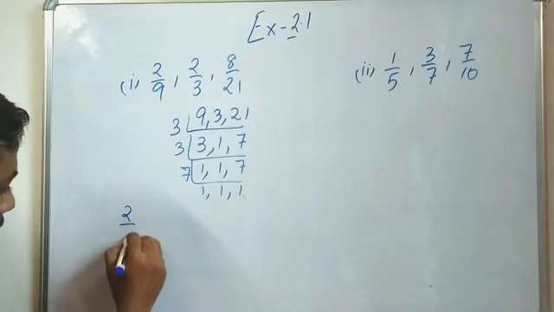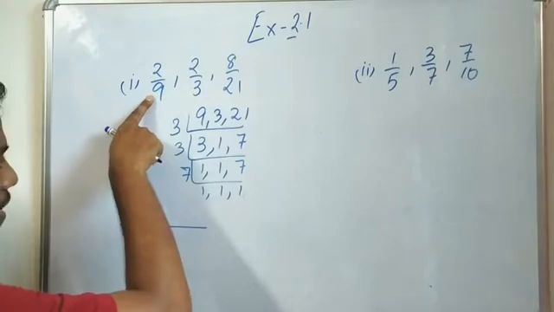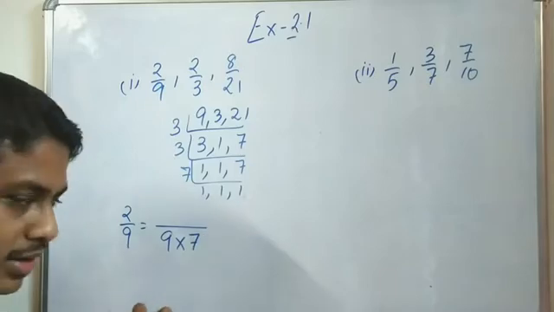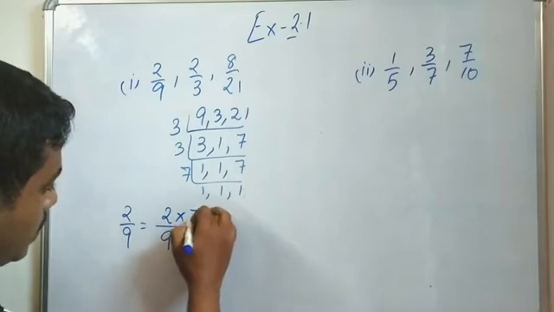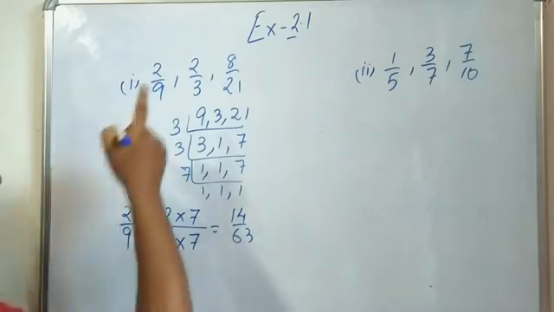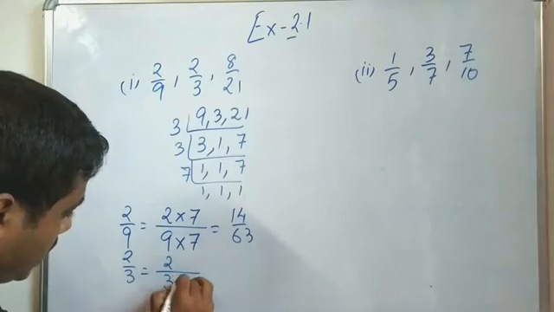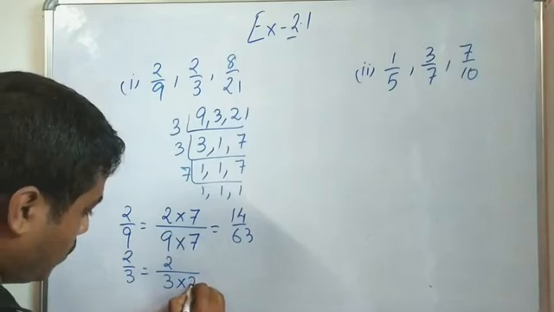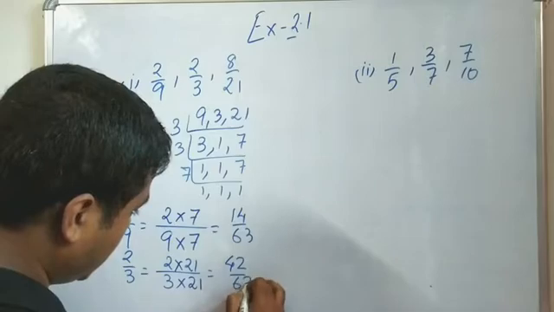So it is 2 by 9. How to convert the lower number into 63? Since this is 9, 9 7s are 63. Multiply the lower denominator by 7, and if you are multiplying by 7 below, you have to multiply it above also. So 2 into 7 will be 14 by 63. Similarly, the next number is 2 by 3. To convert this into 63, it should be 3 into 21, and 2 into 21 will be 42 by 63.